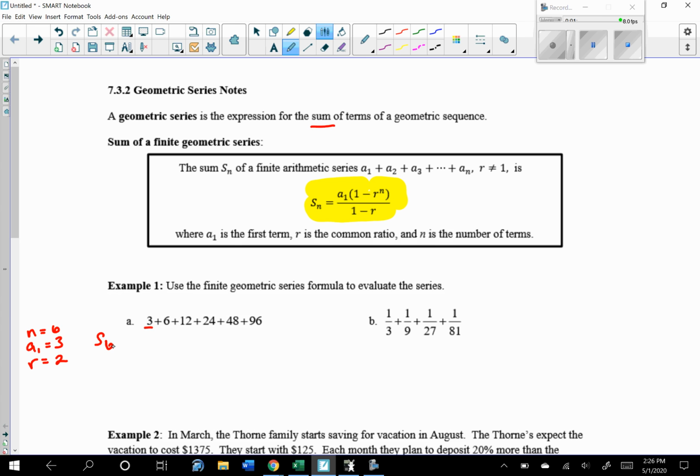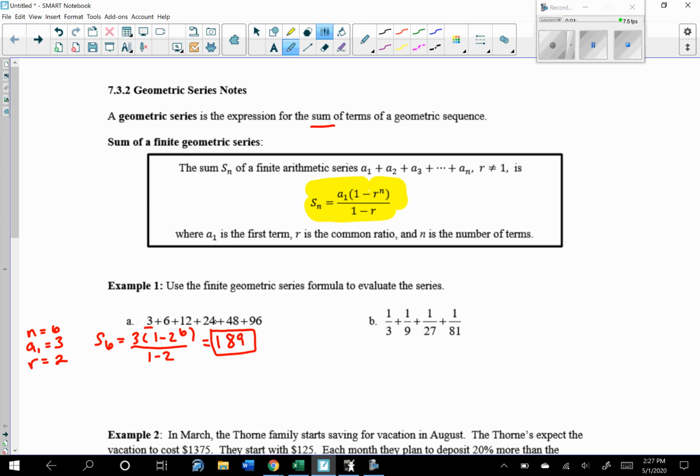So the sum of the 6 terms is equal to 3 times 1 minus 2 to the power of 6, all divided by 1 minus 2. If you were to do this in your head or use your calculator, you get 189. Now, of course, for something short like this, it's easy to just add up all these values. But this is going to be more helpful when we have a larger series. If we had 100 terms, we wouldn't want to add all those up together.